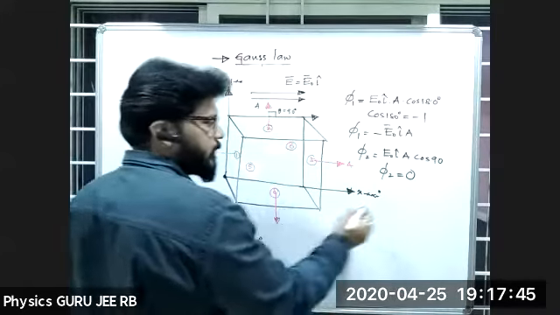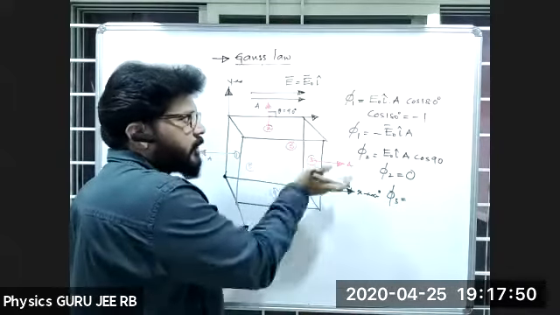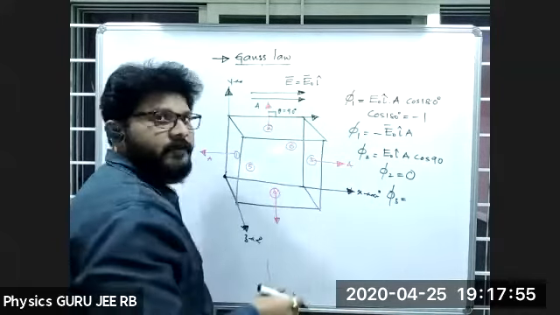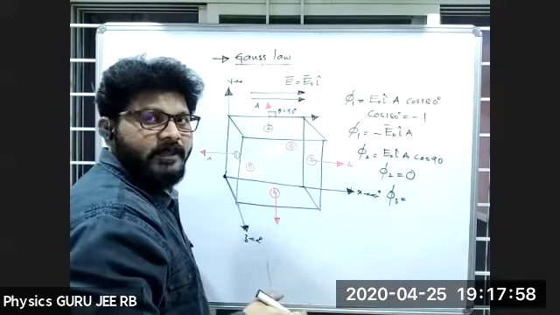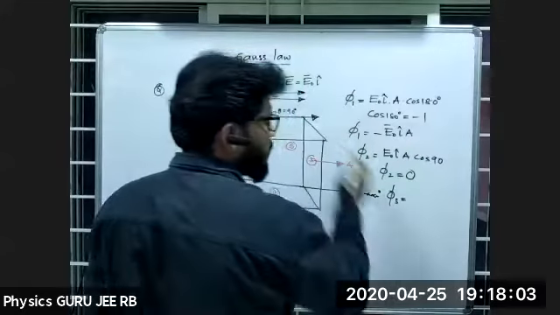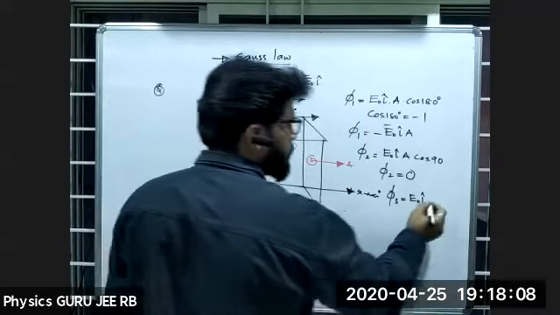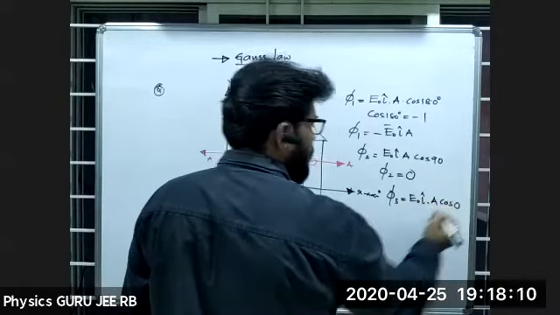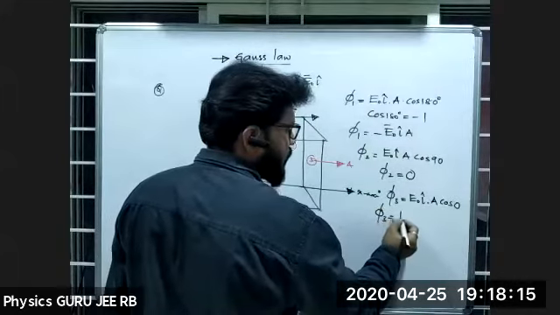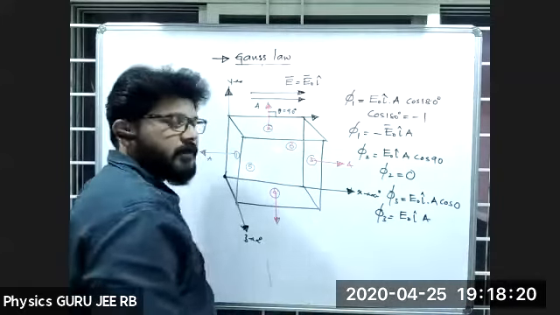Next, coming to phi 3. What is phi 3? This is the direction of area and this is the electric field direction. Both are in the same direction. When both are in the same direction, theta is equal to 0. Let me write here E naught I cap into area into cos 0. Then phi 3 is equal to E naught I cap into A. That's all, phi 3 is completed.